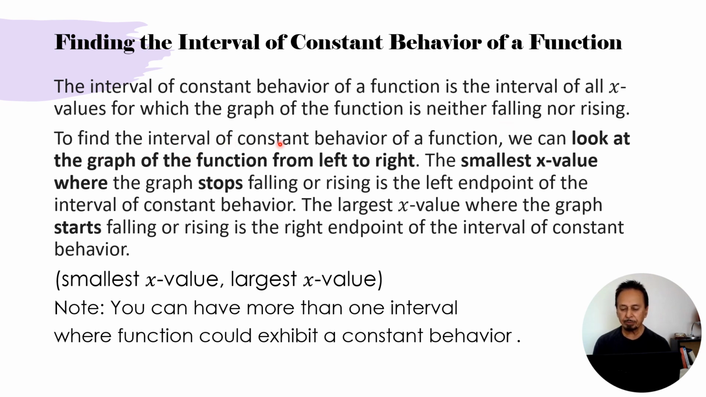To find the interval of constant behavior of a function, we can look at the graph of the function from left to right. The smallest x value where the graph stops falling or rising is the left endpoint of the interval of constant behavior. The largest x value where the graph starts falling or rising is the right endpoint of the interval of constant behavior. Smallest x value to largest x value. Again, you can have more than one interval where a function could exhibit constant behavior.